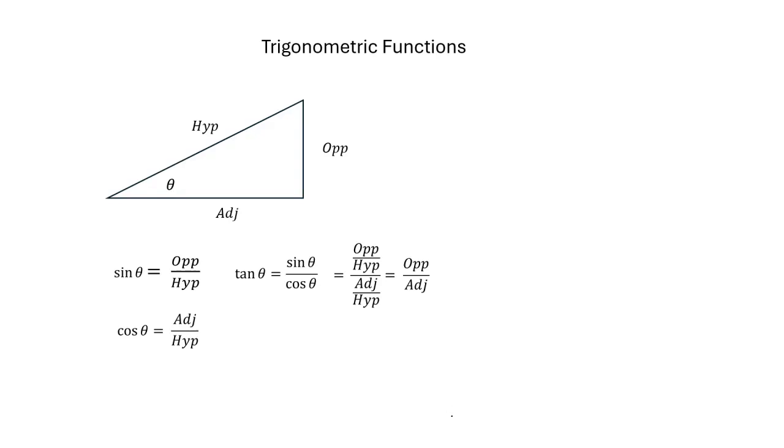But then the other three, I just remember that they are reciprocals of these. So, for example, cosecant is 1 over sine, secant is 1 over cosine, and cotangent is 1 over tangent.